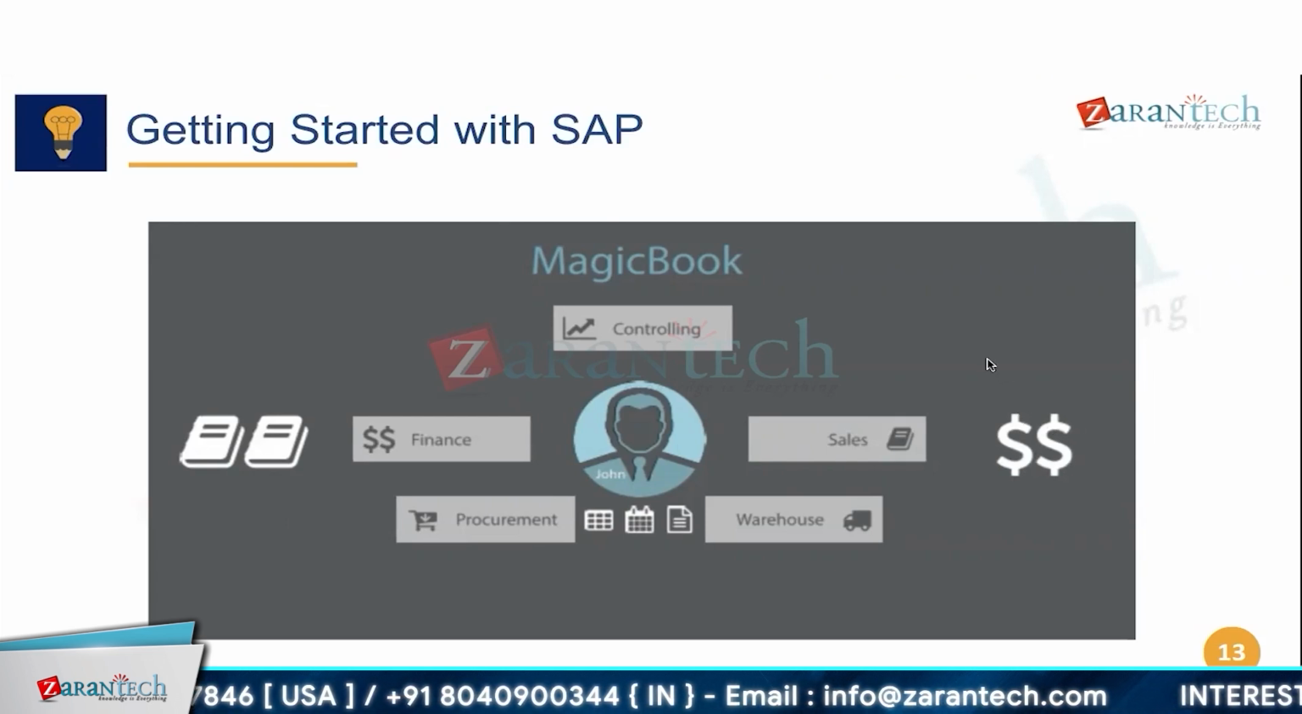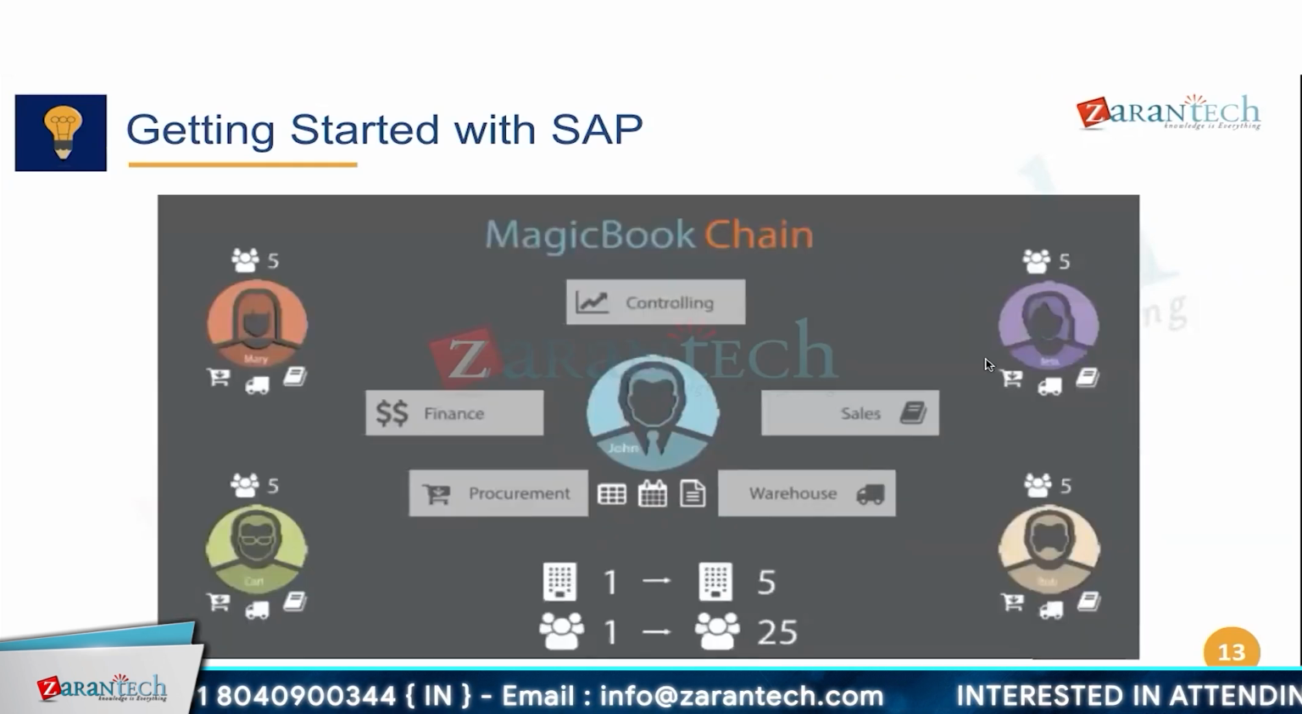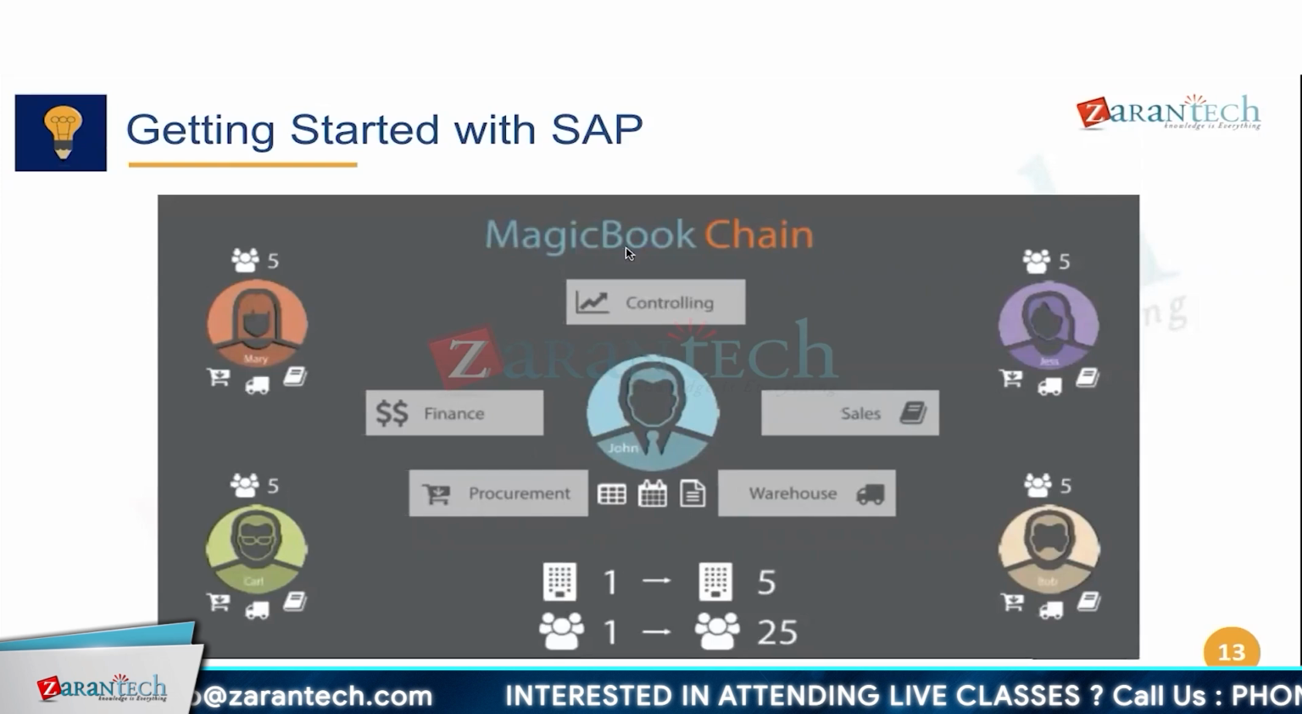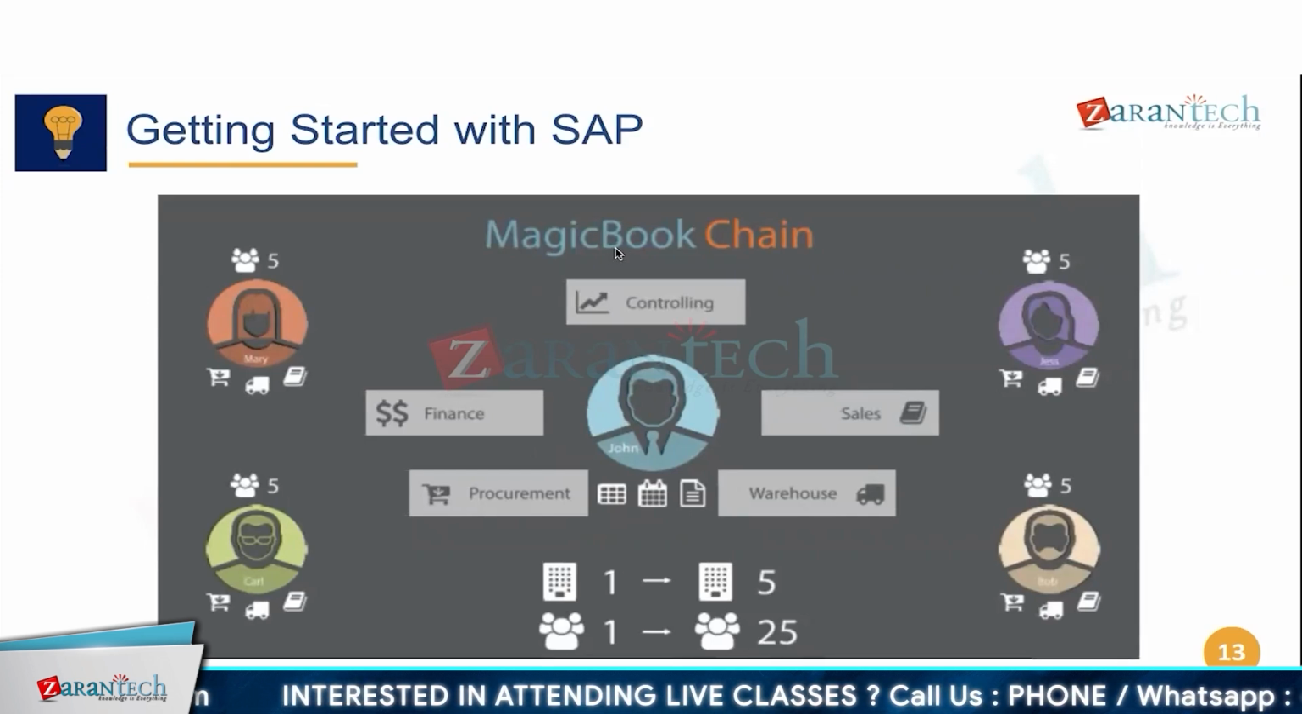So he has got a thought that, okay, I am very successful here. Let me expand my business. Okay. So what he's going to do now is Magic Book Chain.